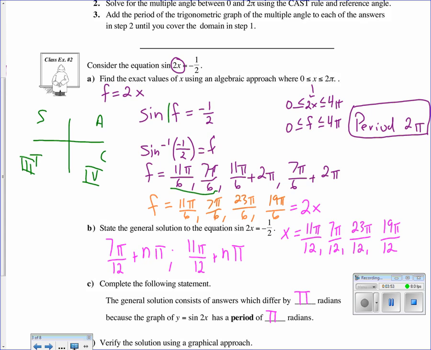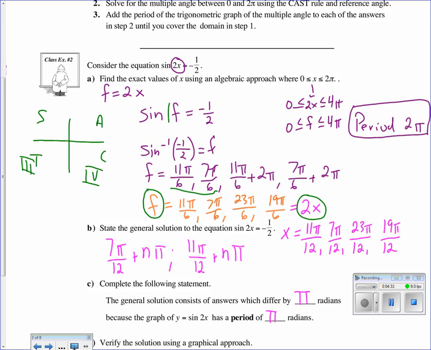And I get ridiculous values of f. So f is now 4 different values, all over 6, which will be good in a minute. But I need to remember that f is actually 2x. So I need to solve for what x is. Well, in order to get x, I have to divide all these lovely red fractions by 2. And that's going to change all my denominators to 12, which looks like a fantastic operation. 11 pi over 12, 7 pi over 12, 23 pi over 12, and then 19 pi over 12.